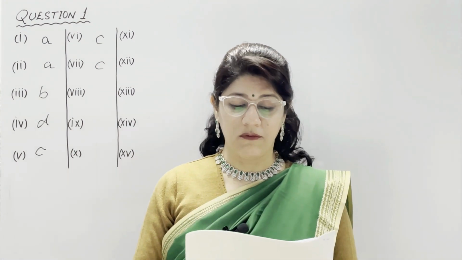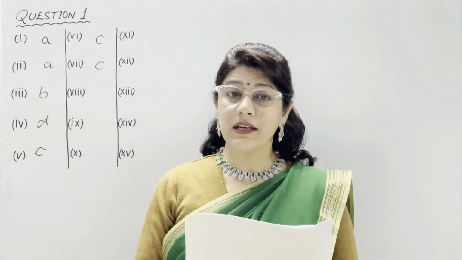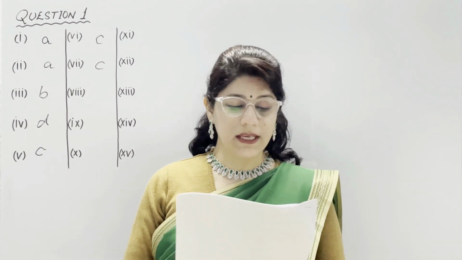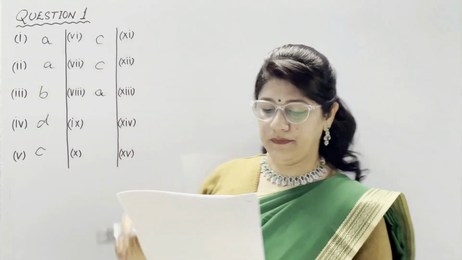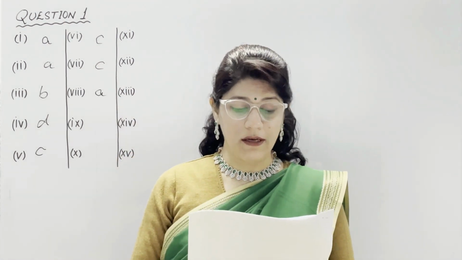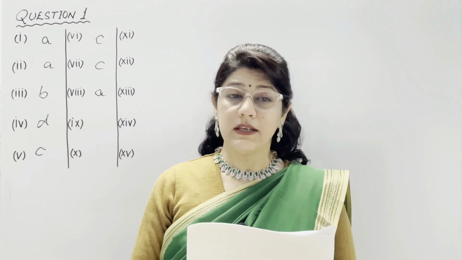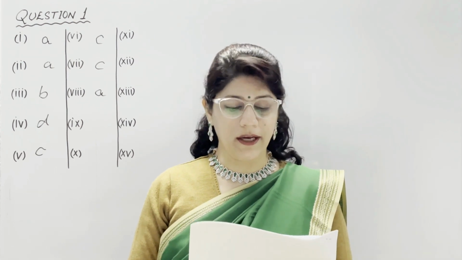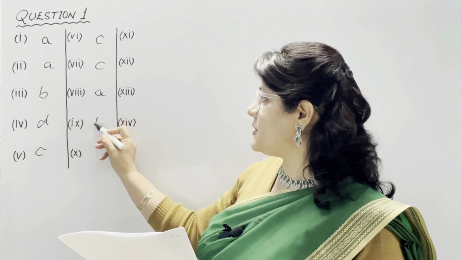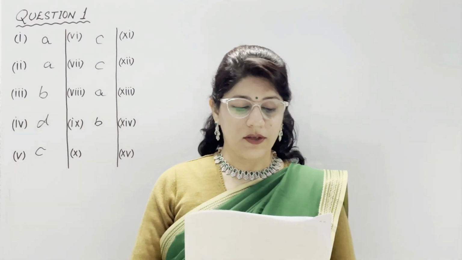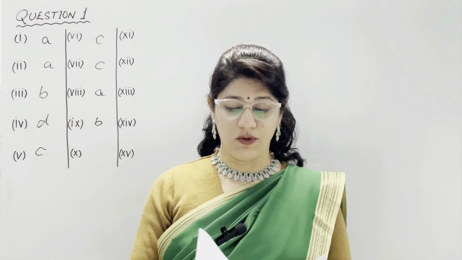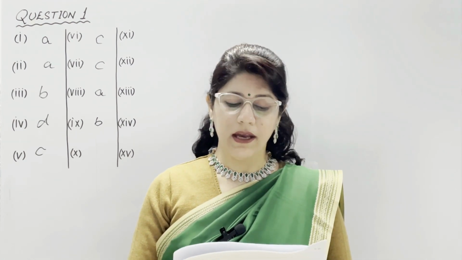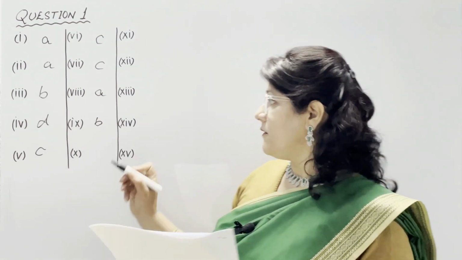Eighth, the part of the brain which is concerned with memory: cerebrum, cerebellum, pons or medulla oblongata. The correct option is cerebrum, option A. Which part of our ear is shaped like a snail shell? Semicircular canals, cochlea, stapes or eustachian tube. The correct option is B, which is cochlea, the spiral shaped part. Tenth, exophthalmic goiter is caused due to overactivity of thymus, thyroid, pancreas, or adrenal. The correct option is B, which is thyroid.